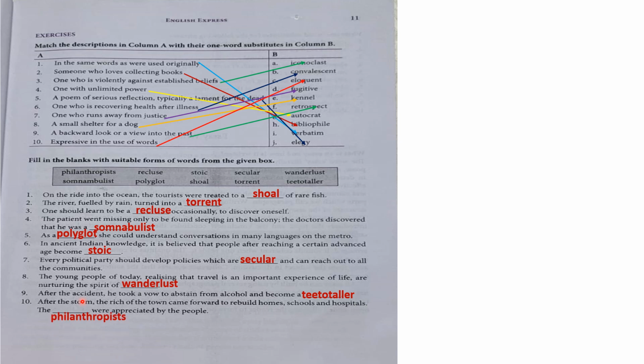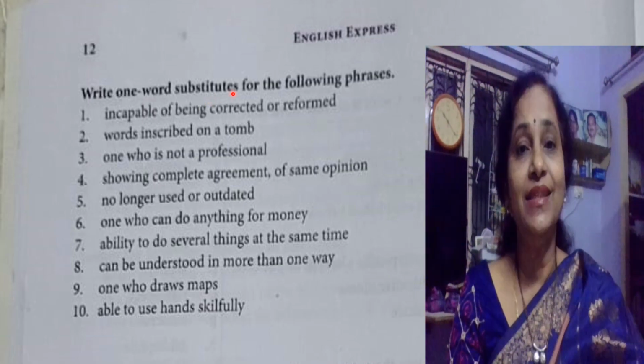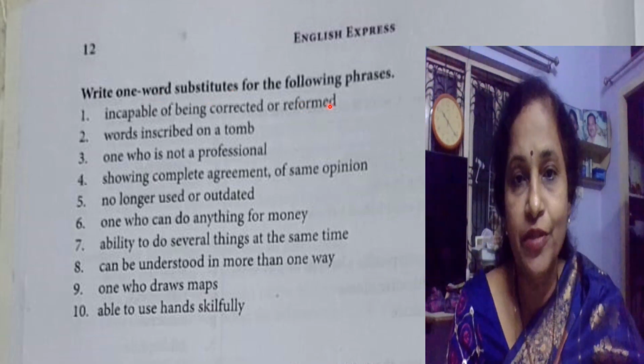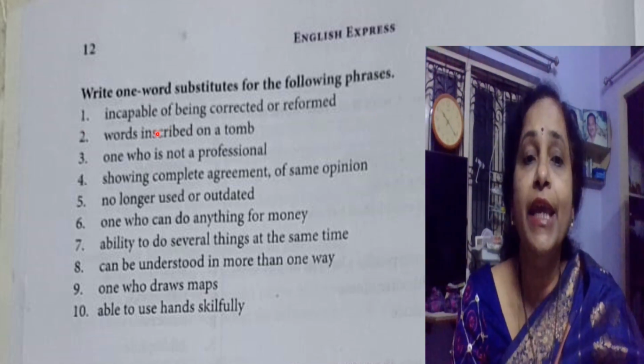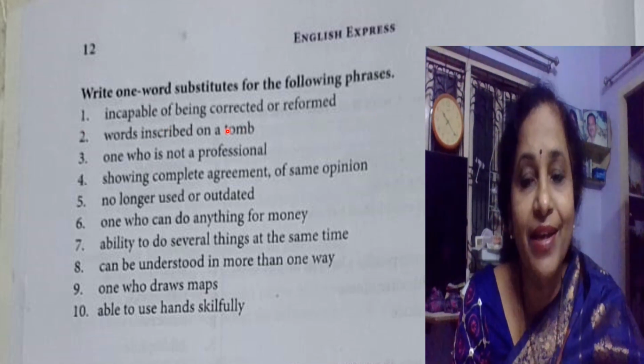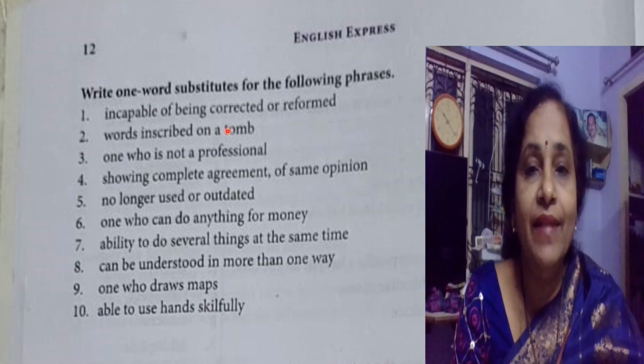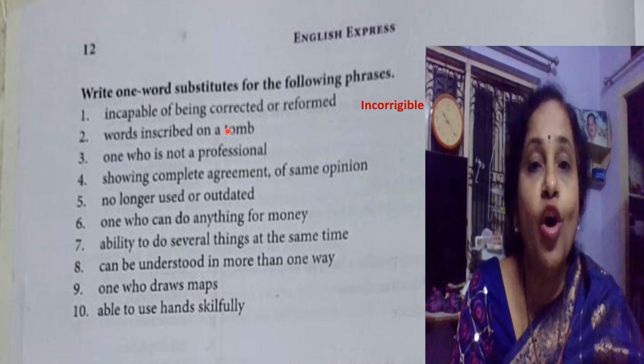So, these are the two exercises, students, and I think they have improved your vocabulary a lot. Next, we'll move on to the next item. And the next exercise is write one word substitutes for the following phrases. And the first phrase is incapable of being corrected or reformed. And the answer is incorrigible.